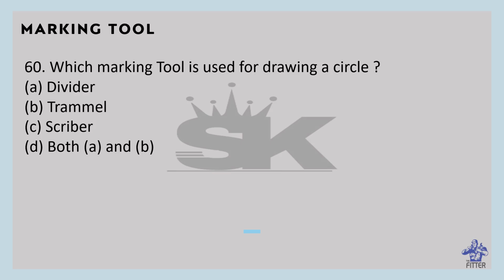Which marking tool is used for drawing a circle? That is dividers and the trammel, both A and B. The trammel is used for scribing large circles. This also we have discussed in the previous slides. The trammel has markings in inches and millimeters with its friction.